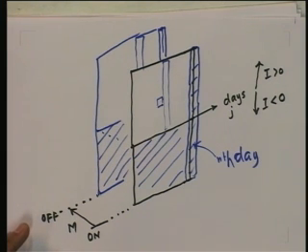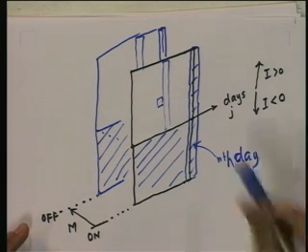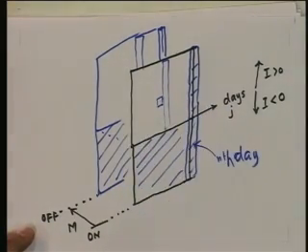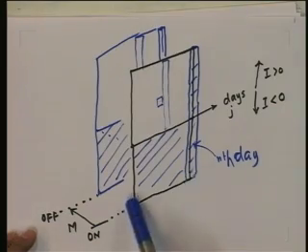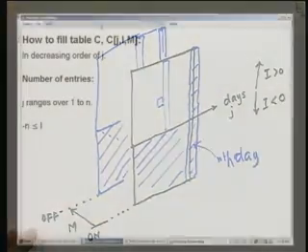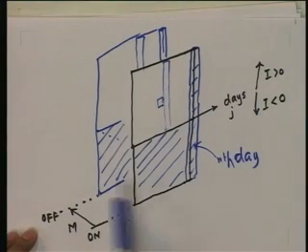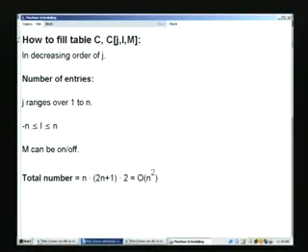The number of entries over here, well, let us just calculate that carefully. j ranges from 1 to n. I goes from minus n all the way to plus n, so there are 2n plus 1 values for I, and m can be on or off, so there are only 2 values for m. So the total number of entries in the table is all possible choices for j, all possible choices for I, and all possible choices for m. So n times 2n plus 1 times 2, or O of n squared.